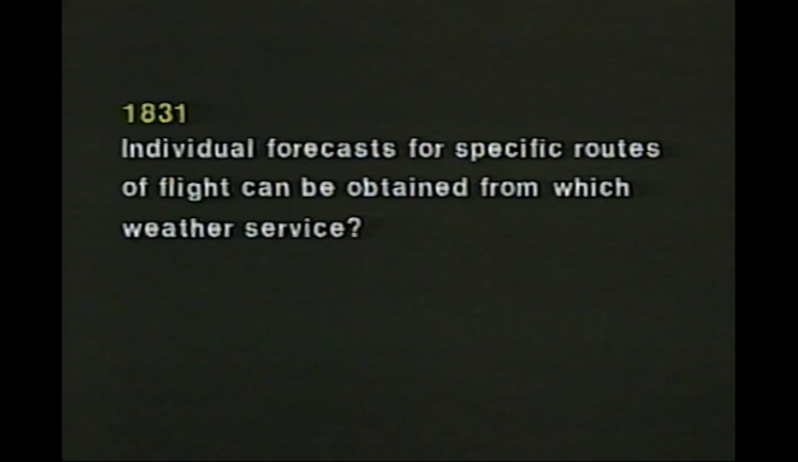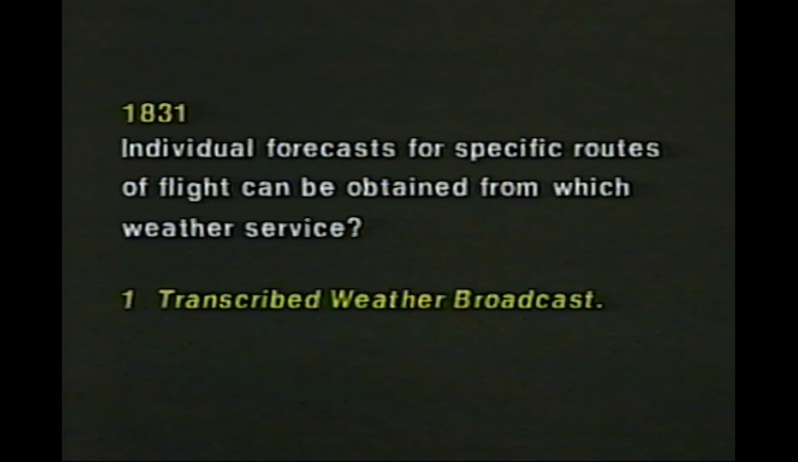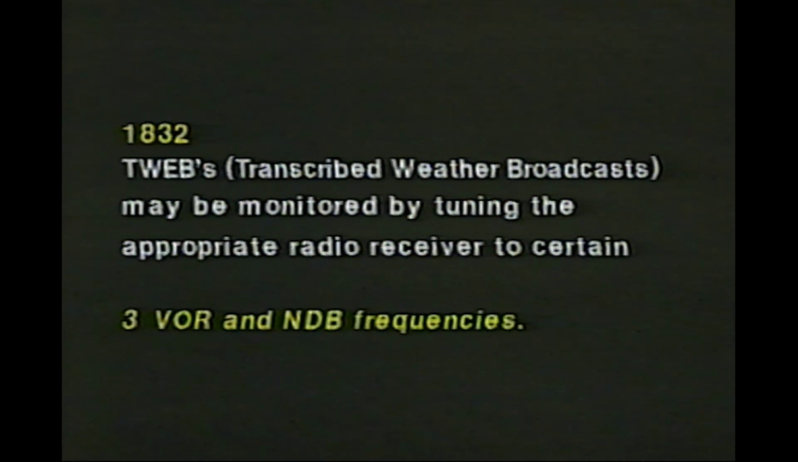831. Individual forecasts for specific routes of flight can be obtained from which weather service? Again, we're talking about a route, and so it's a transcribed weather broadcast. Answer 1. One more question on this, 832. TWEBs, or transcribed weather broadcasts, may be monitored by tuning the appropriate radio receiver to certain. Number 3, VOR and NDB frequencies.